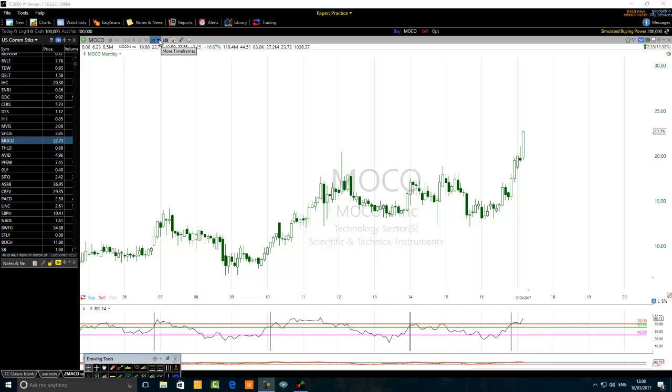I'm on a monthly chart. The RSI strategy that we are about to discuss, we can apply it on an hourly time frame, daily chart, weekly chart, monthly chart, any time frame. But if you are on a lower time frame, you need to be a little bit careful because the best approach is to use different time frames.